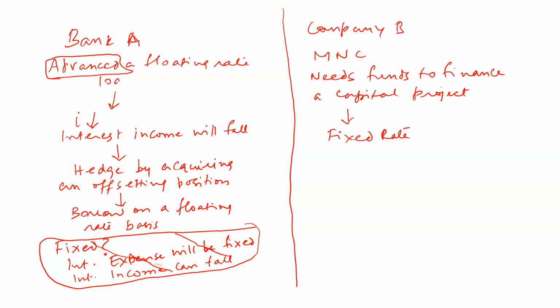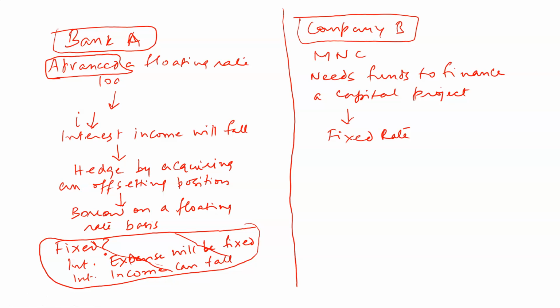Because if the loan is on a fixed rate basis, then they know that the interest expense is going to remain relatively stable. So here are two entities. One is Bank A here, and the other is Company B here. Both are having their own unique situations, where Bank A would want to borrow on a floating rate basis, and Company B would want to borrow on a fixed rate basis.